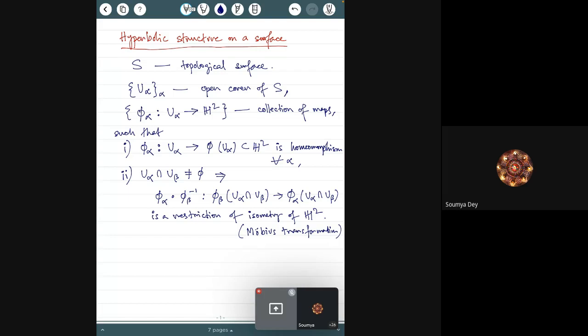Any doubt, any questions regarding the definition of hyperbolic structure? Are you only saying homeomorphism? That's all, continuous one and inverse continuous. You mean the phi alpha? Yeah, these are homeomorphisms. But is there more structure, like in real manifolds, you have this analytic structure? Is there some such thing here? I don't think we are assuming any such thing. Okay, thank you.